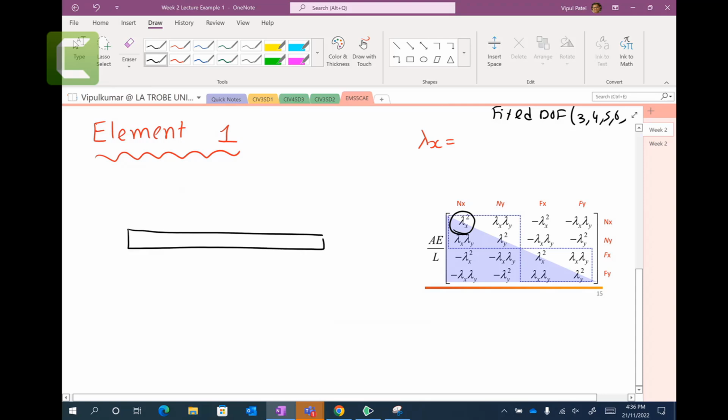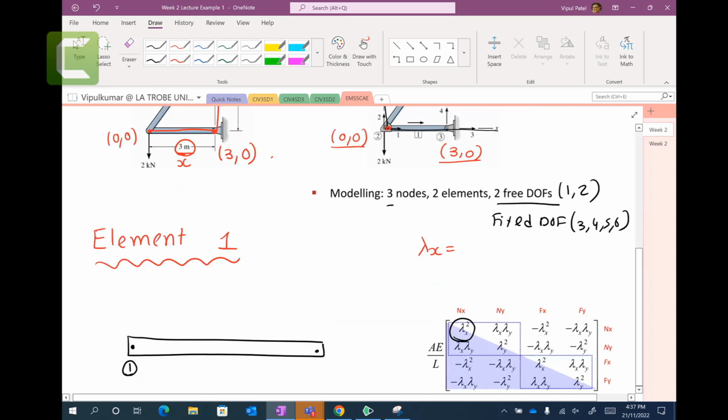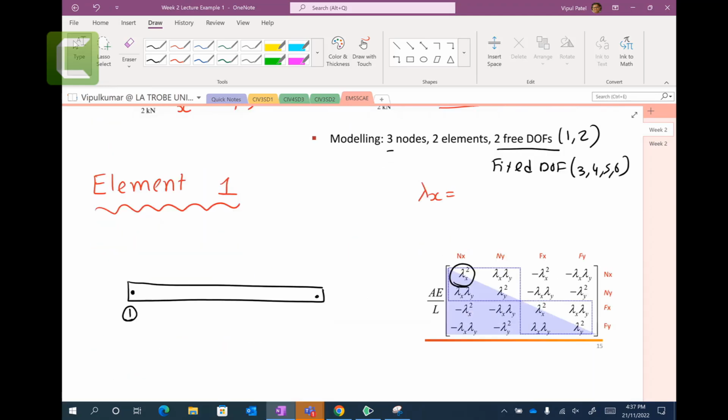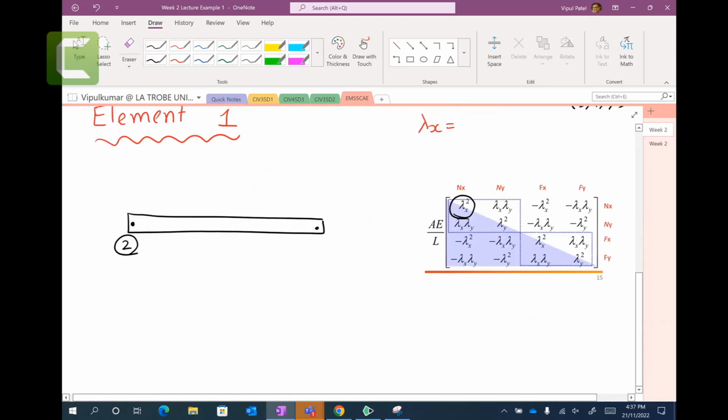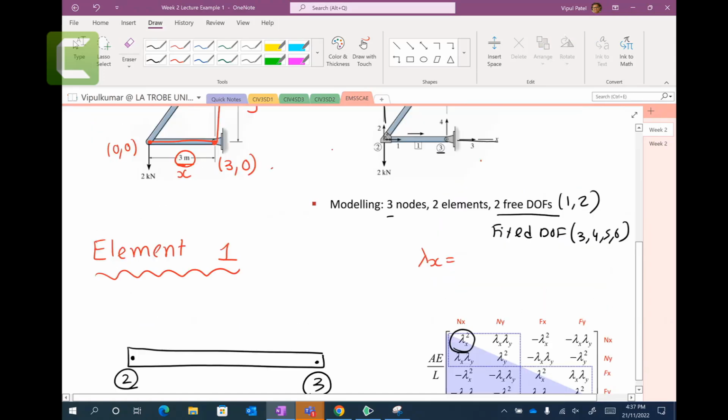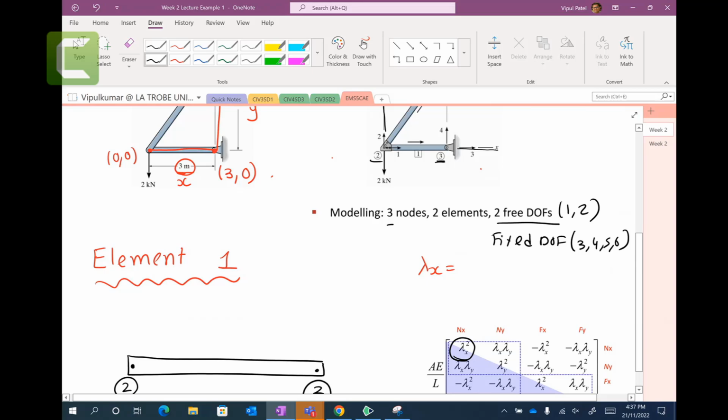Let's say this is node number 1. That is node number 1, or node number 2, sorry. Node number 2, which I draw here, and node number 3, which I put here. This is node number 2, node number 3.